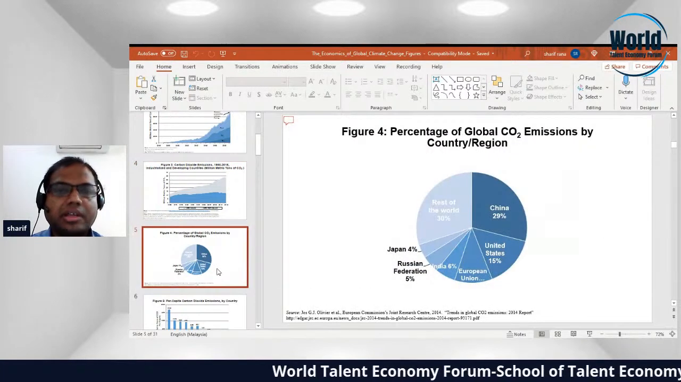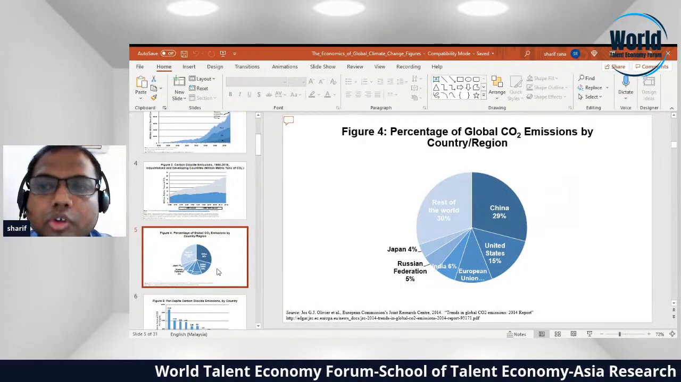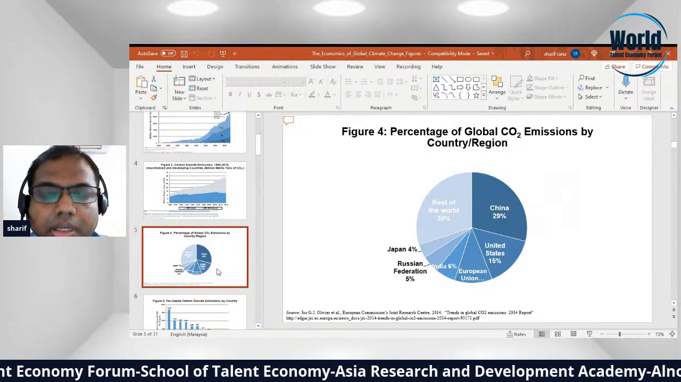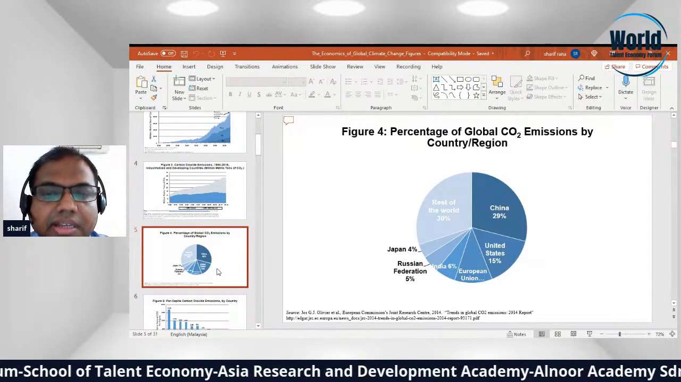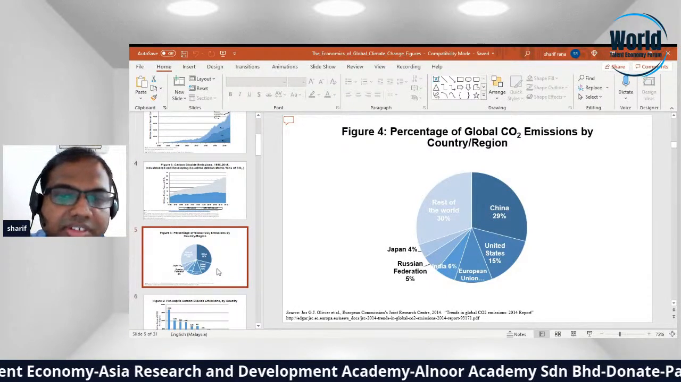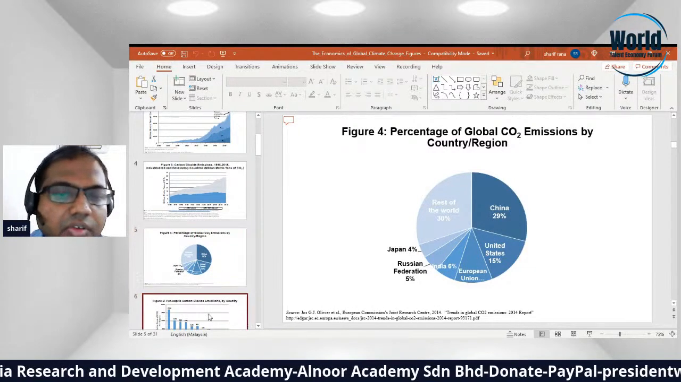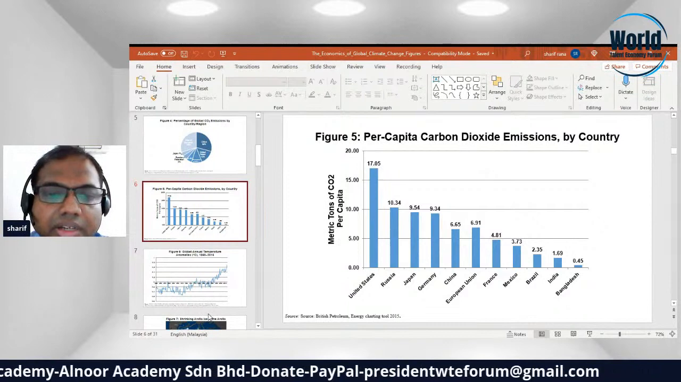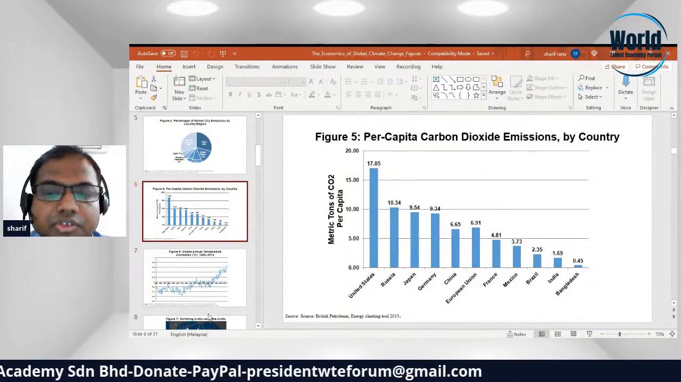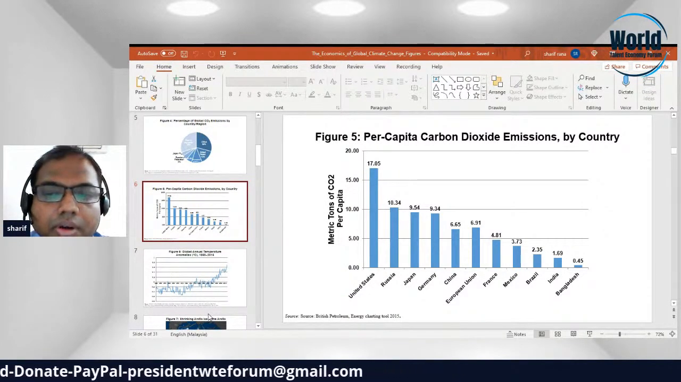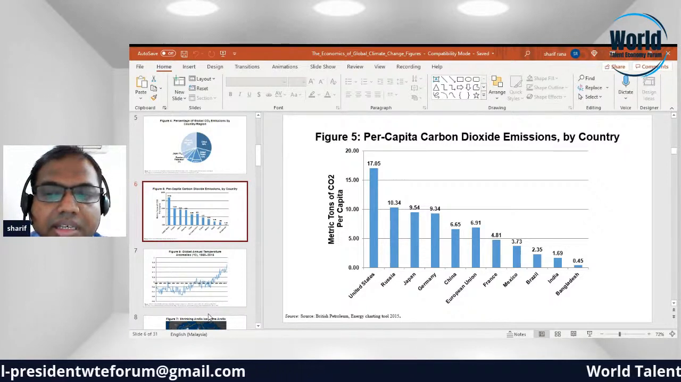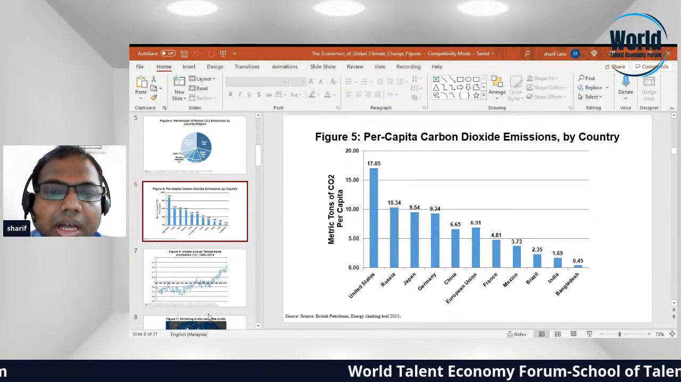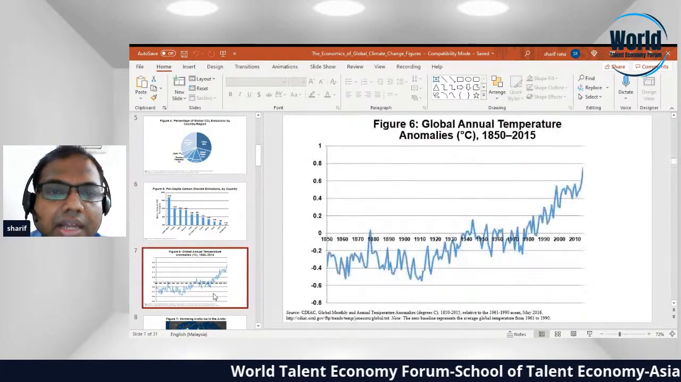It is exponentially increasing. Percentage of the global CO2 emissions by country or region: China 29%, United States 15%, European Union, India 6%, rest of the world 30%, Japan 4%, Russian Federation 5%. Per capita carbon dioxide emission by country: United States, Russia, Japan, Germany, China, European Union, France, Mexico, Brazil, India, and Bangladesh. Per capita carbon dioxide emissions by country, and this is very high.